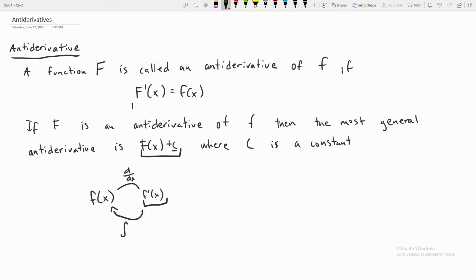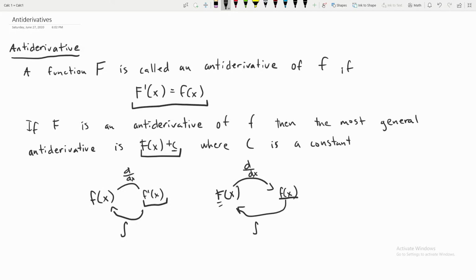So the way it's worded here is that if we have this function big F of x, and we take the derivative of it, we're going to be left with f of x. And this is through the derivative operator. However, the antiderivative of the function is this one right here. So again, it's the integral of this function right here.